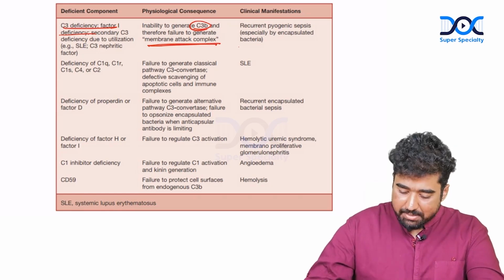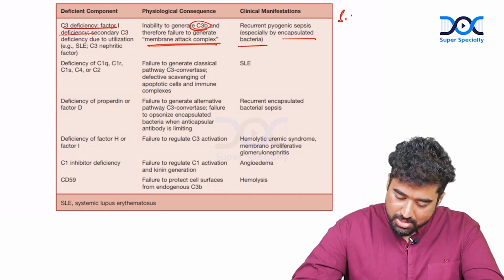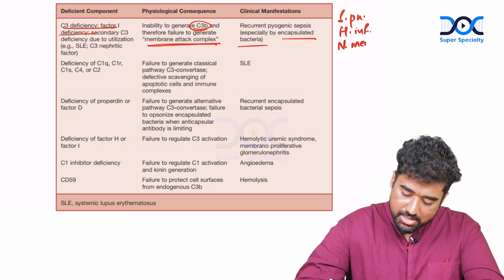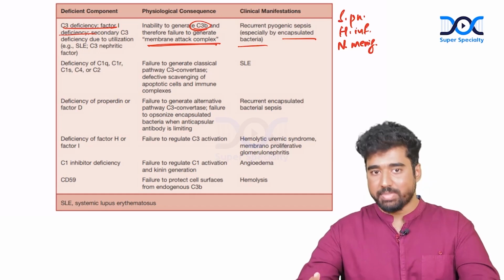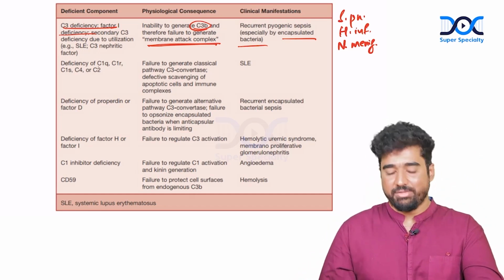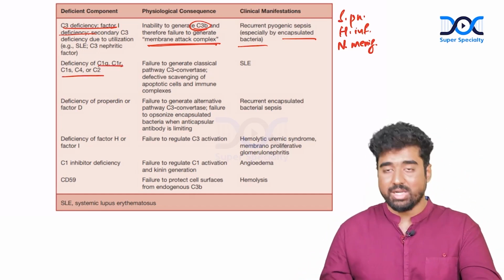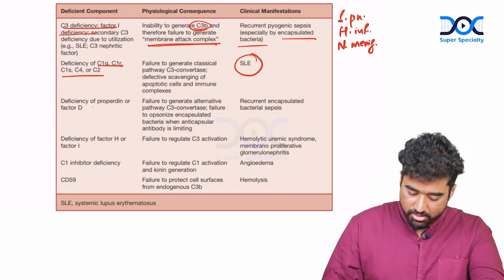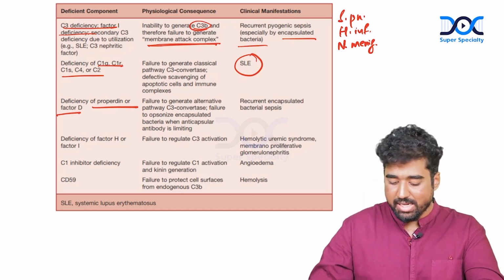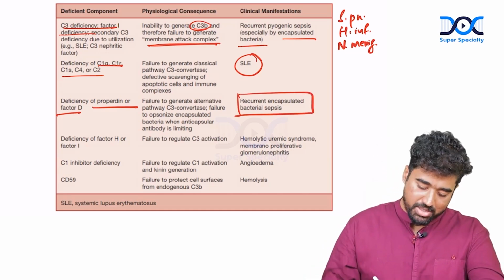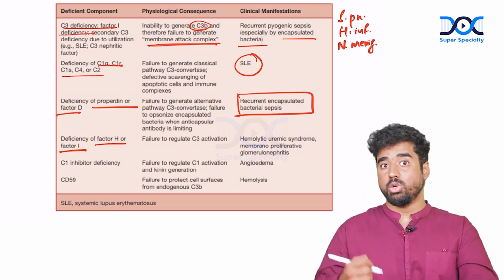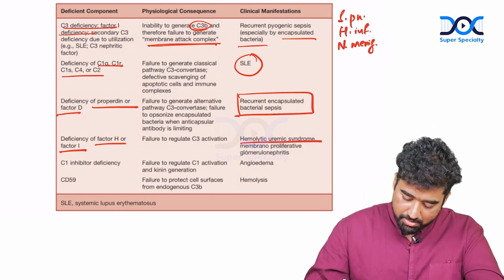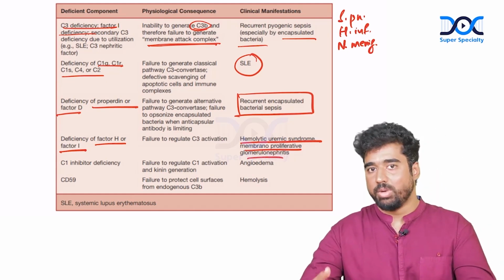And here mainly encapsulated bacterial infections like Streptococcus pneumoniae, Haemophilus influenzae and Neisseria meningitidis are highly suspected. Then you have early complement deficiencies like C1q deficiency, C2, C4, etc., where SLE is a prominent associated disease. Then you have factor D or properdin, where mainly Neisserial infections are associated. Then you have factor H or factor I, where thrombotic microangiopathy, that is hemolytic uremic syndrome, is associated. And also you have MPGN, or membranoproliferative glomerulonephritis.